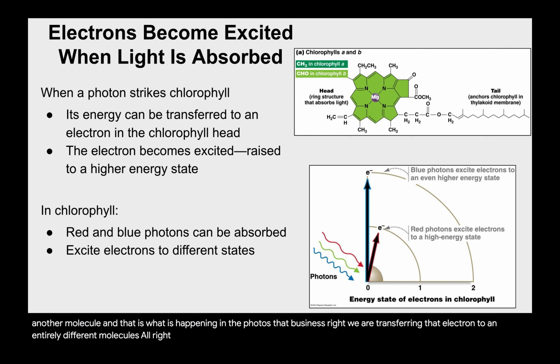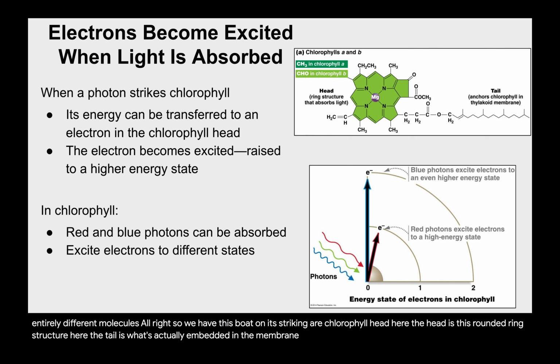All right, so we have this photon. It's striking our chlorophyll head here. The head is this rounded ring structure here. The tail is what's actually embedded in the membrane of our thylakoids. And this electron becomes excited.